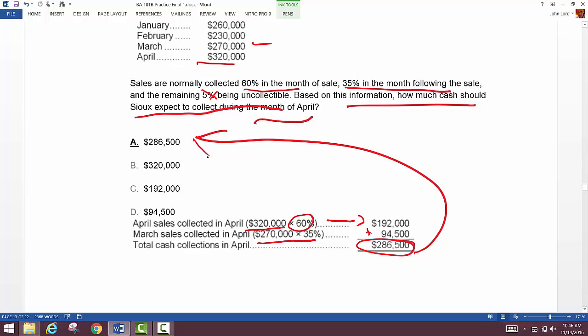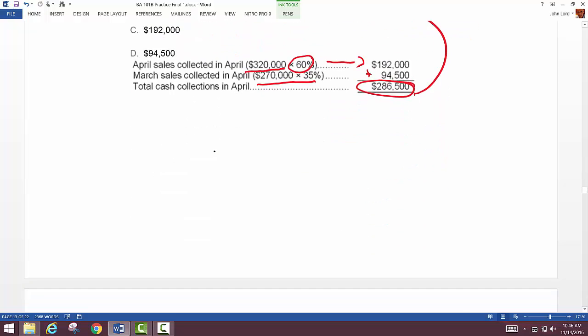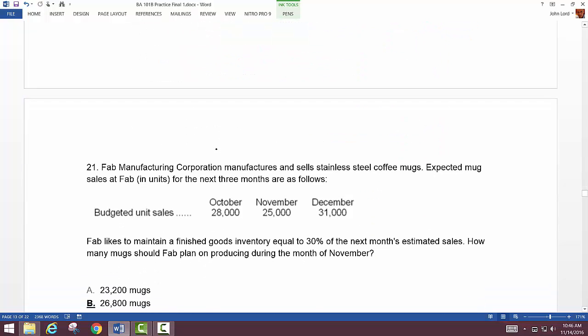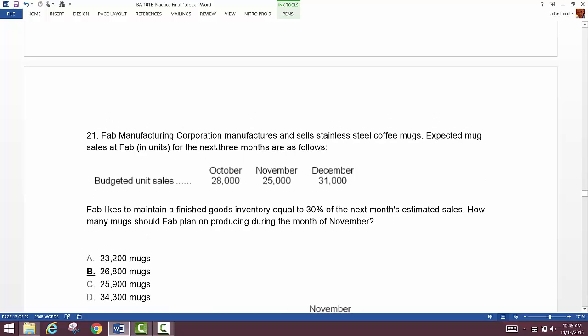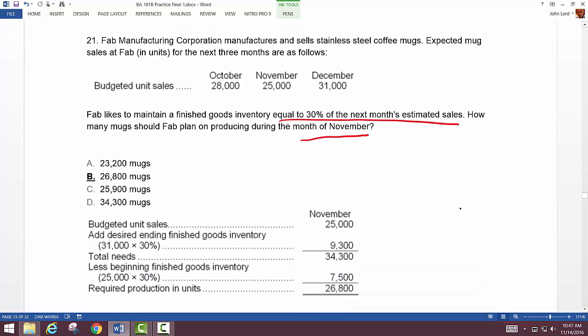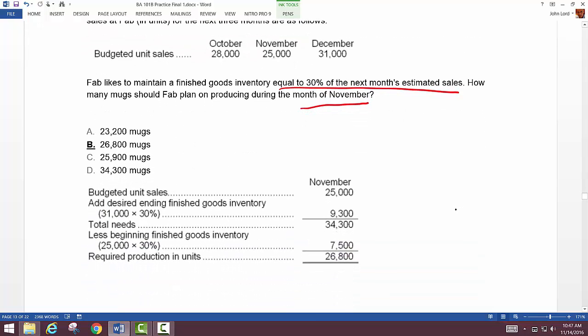Yep. Okay. Okay, good. Let's take a look at this one. And this one wants us to get into how many units we have to produce. Okay, and they tell us that they have expected sales, and they're asking us for November, and they tell us that they like to maintain 30% of the next month's estimated sales as inventory. And I do these problems exactly the way the solution is showing here. This is the way to do them.